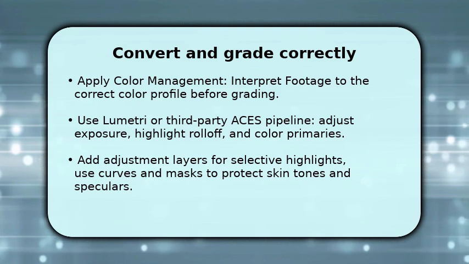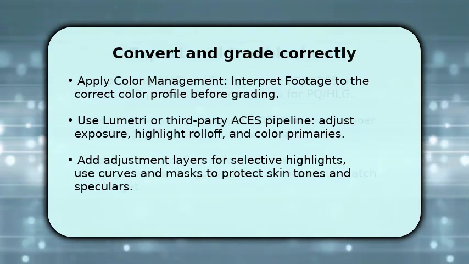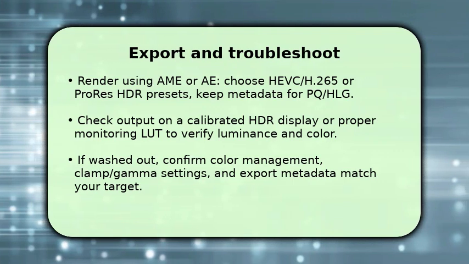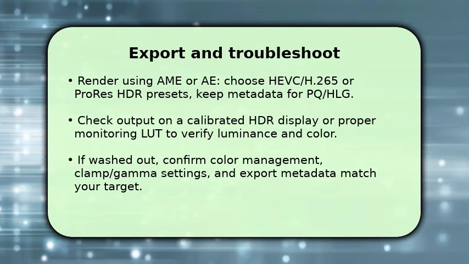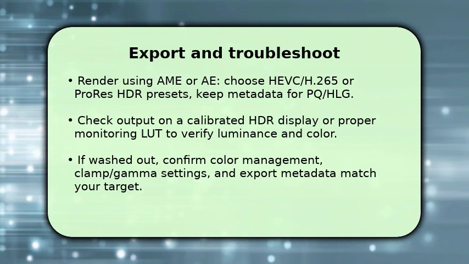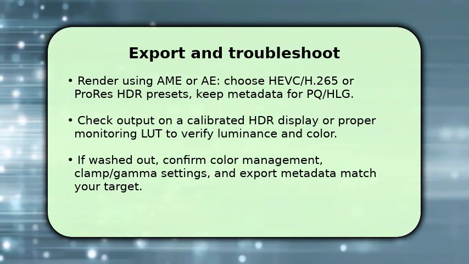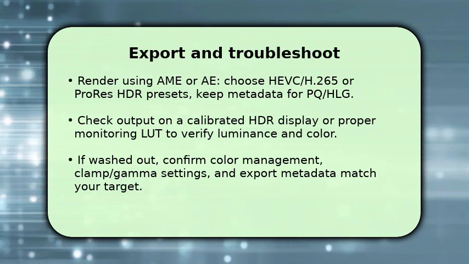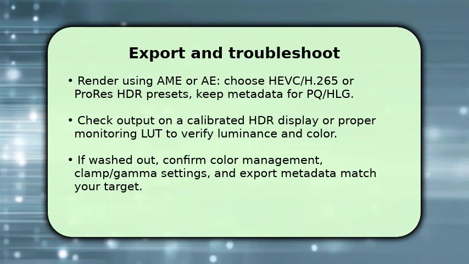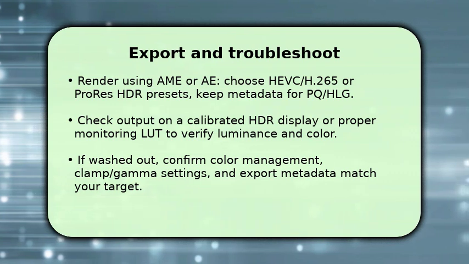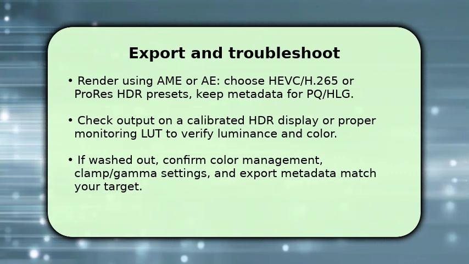To finish, export with metadata intact. Use Adobe Media Encoder or After Effects render with an HDR-capable codec such as HEVC/H.265 or ProRes that supports Rec. 2100 PQ or HLG. Make sure to embed the correct transfer function metadata so displays interpret luminance correctly.